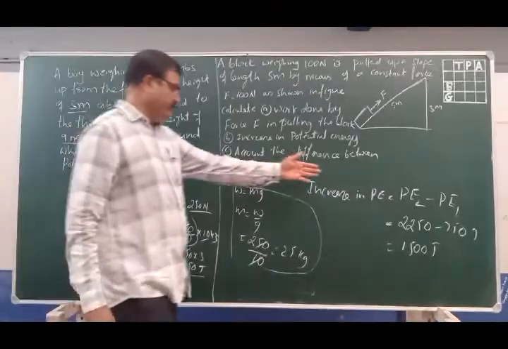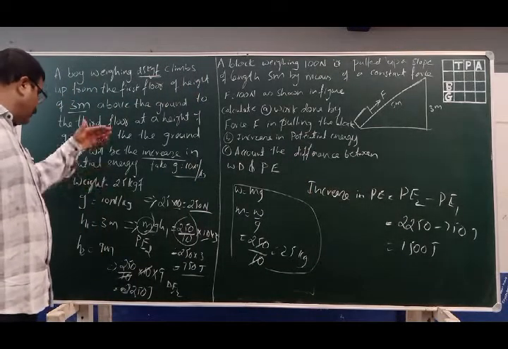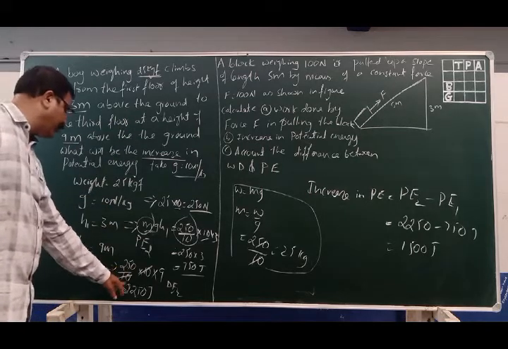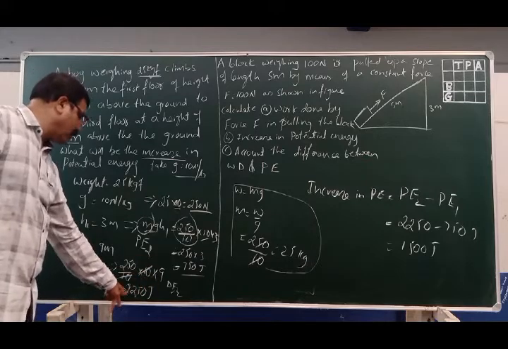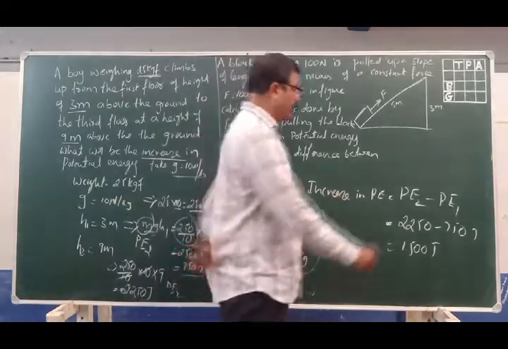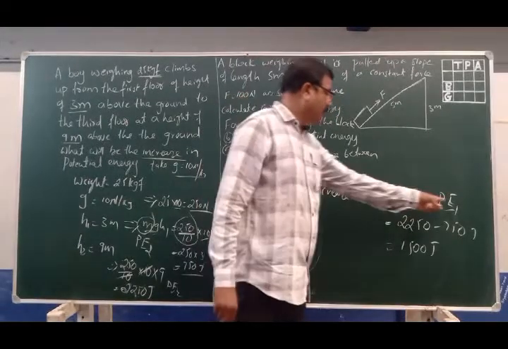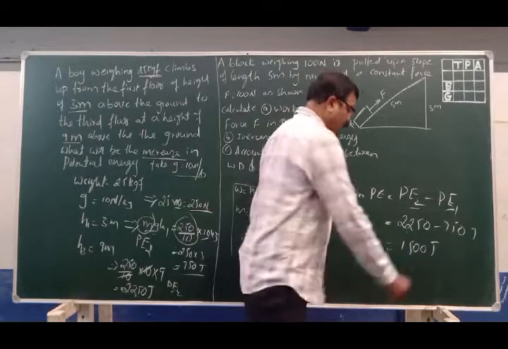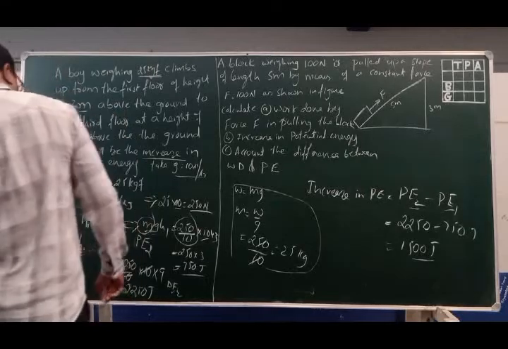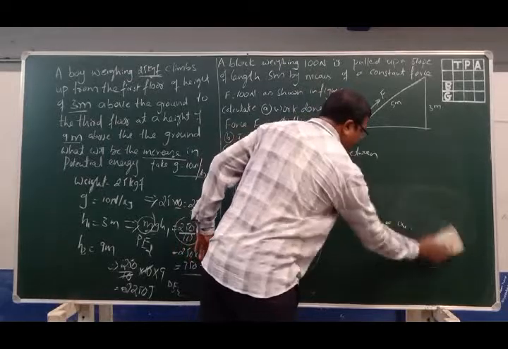The same way I have calculated the potential energy when it is at 9 meters. Once again 250 by 10 into 10 into 9. What I got is 2250 joules. But we are calculating the increase in potential energy. Therefore PE2 minus PE1, that is potential energy at the third floor minus potential energy at the first floor, will give us 1500 joules. Okay, this is the first problem of today. So I go to the next one. I am rubbing off all these things so that I can solve the second problem here.